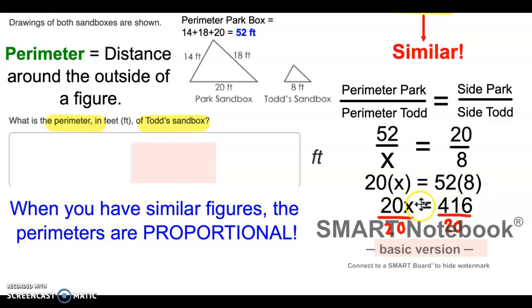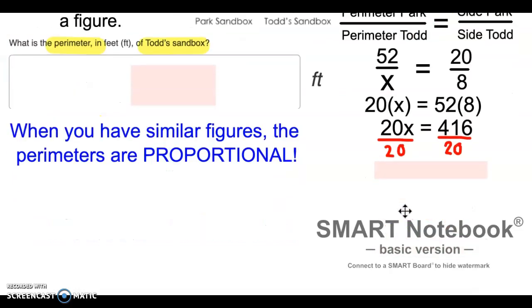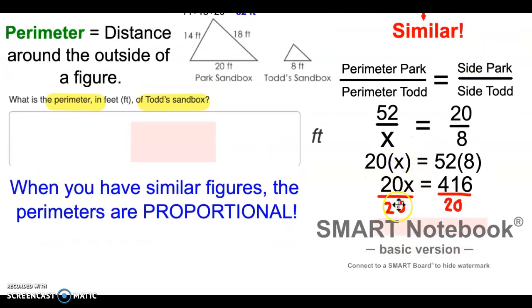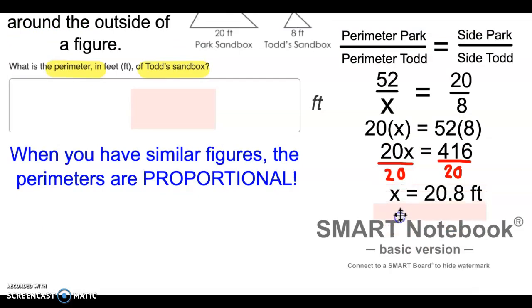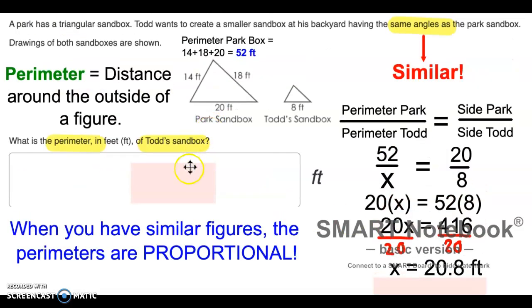Now we want to get x by itself. So remember, we need to use our inverse operations. The inverse of multiplying is dividing. So we divide both sides by 20, and then we get that x is 20.8 feet. So the perimeter of Todd's sandbox is 20.8 feet.